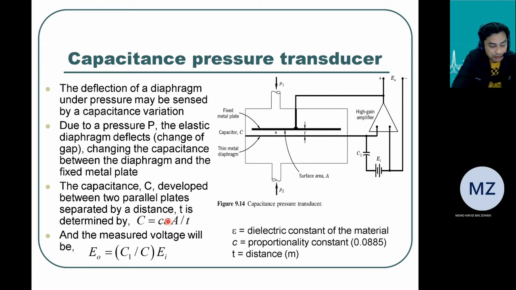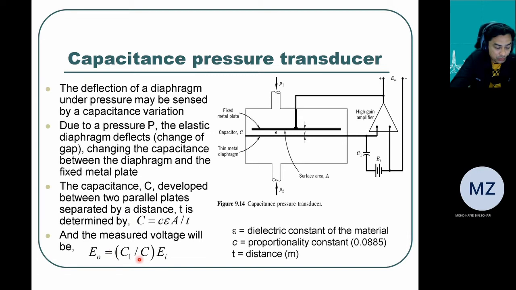So the strain here can be related to C, the capacitance, and you can plug into the equation here and find the value for the variation of the electrical signal. C1 is actually given, it's a fixed value. E1, the input, is also a fixed value. We will look at it in the next slide.